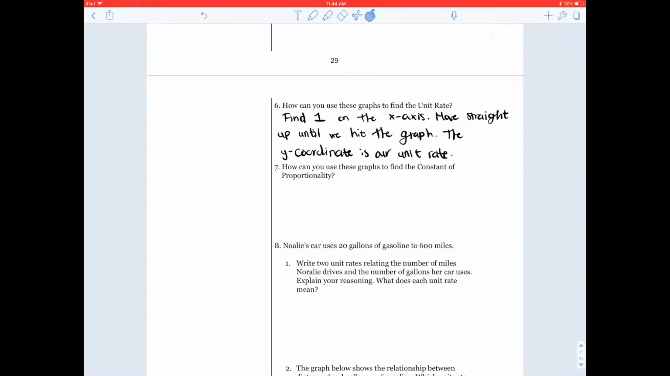Remember, for number 7, it says, how can you use these graphs to find the constant of proportionality? I'm going to start calling it CP. It was the same thing as the unit rate, right? These two things were equal. So why don't we just use the same logic? So we can say same as above.